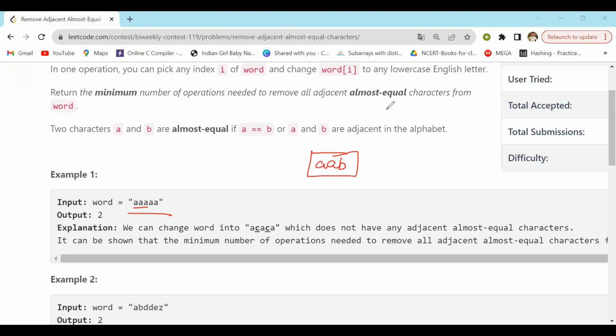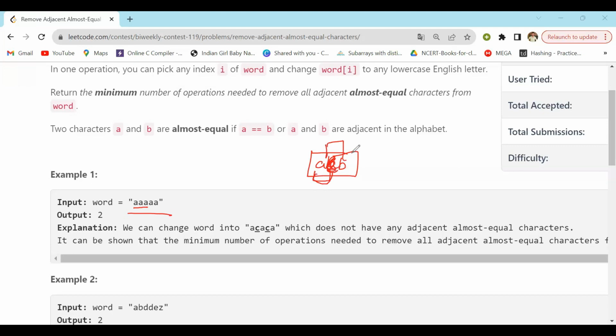Let's say brute force. What will we do? We go here, A and A. Are they almost equal? Yeah, they are almost equal. So we change A to some character. B, we cannot do. Why? Because A and B are also almost equal, correct? So we change it to C. Fine. AC. Okay, now they are not almost equal. They are good. So moving ahead.